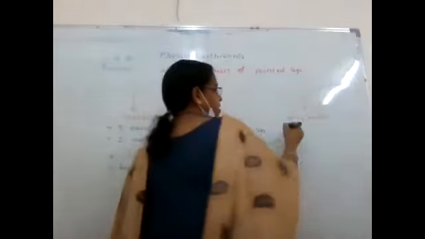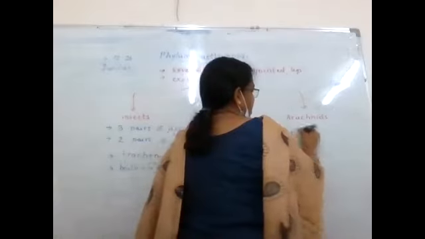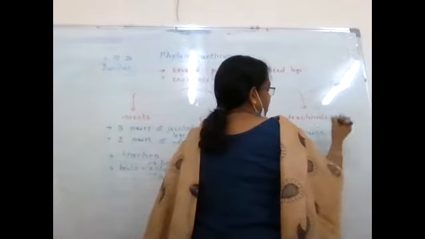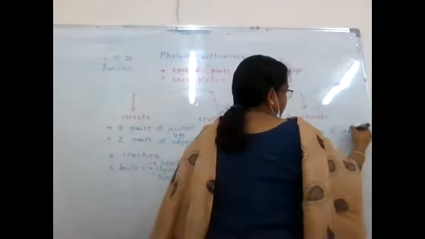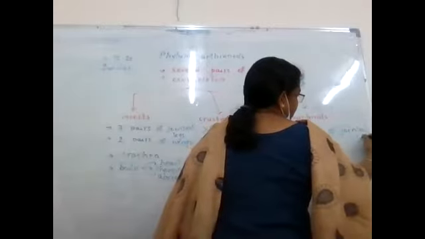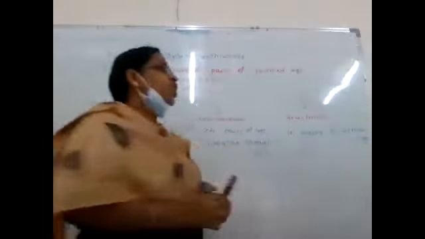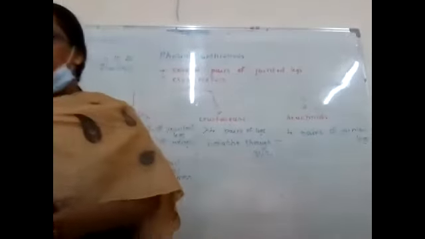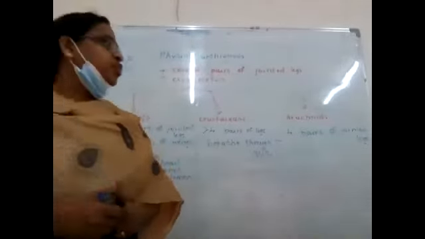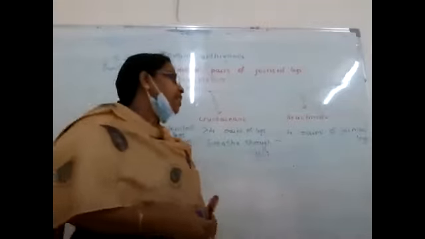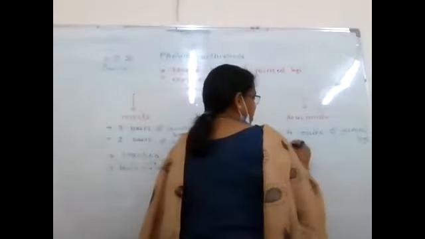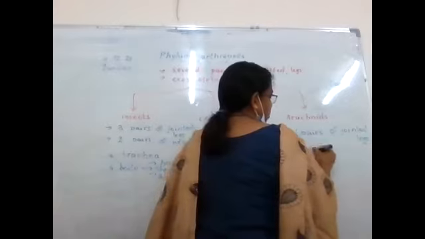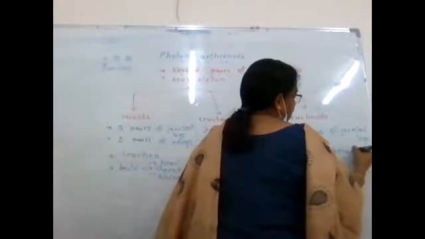How many pairs do they have? How many legs do the spiders have? Eight legs. So, four pairs of jointed legs. And then they are breathing through special gills known as book lungs. They breathe through book lungs.